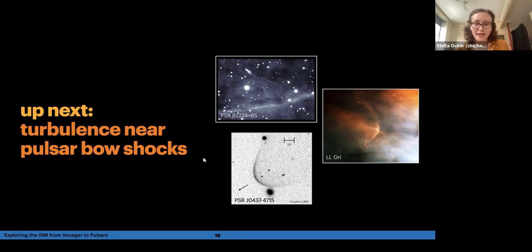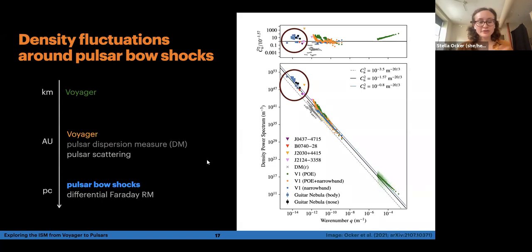I also want to emphasize that both Voyager and H-alpha emitting bow shocks allow us to probe density fluctuations in a rather unique environment, which is near the interface of stellar winds and the ISM. Pulsar bow shocks are capable of probing density fluctuations on spatial scales of thousands of AU up to a fraction of a parsec. Here on the right, I've circled our constraints on the wave number spectrum that we get from these bow shock observations.